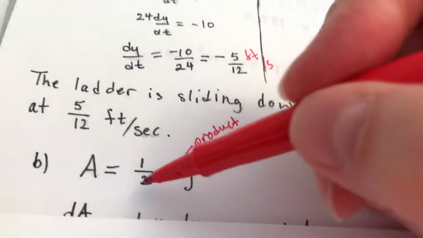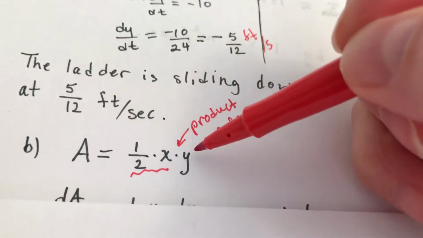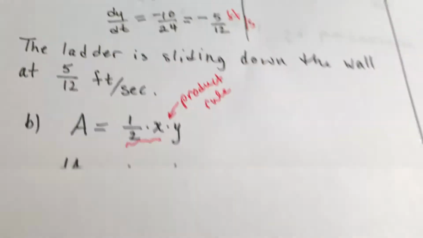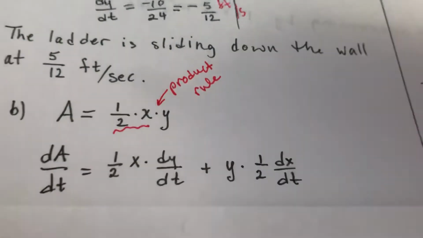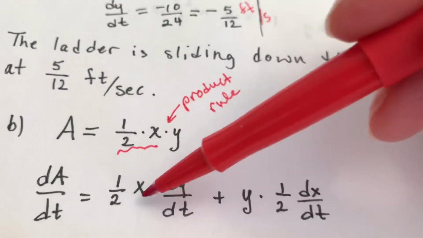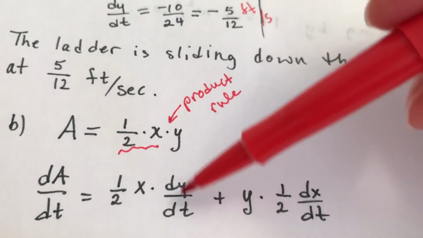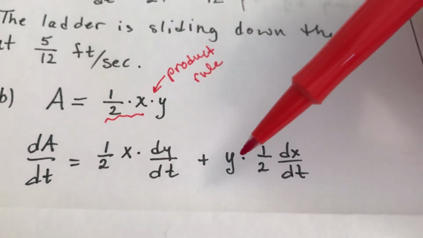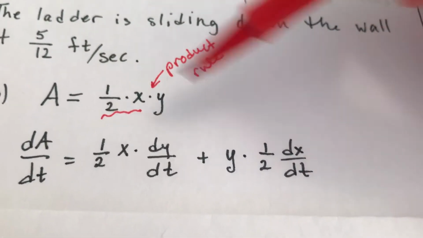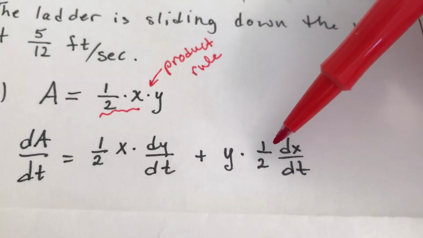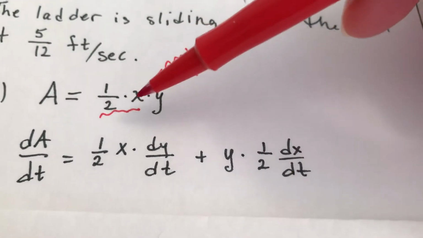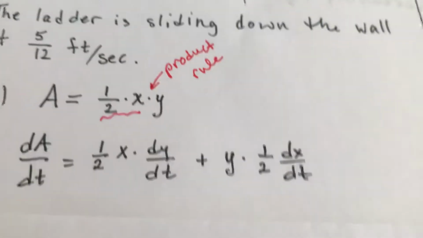So I'm going to let this be my first, times the derivative of the second, plus the second times the derivative of the first. And when I do that, I get 1/2 x, that's your first, and then the derivative of y is dy/dt, plus the second, y, times the derivative of 1/2 x, which is just 1/2, and that x goes to a 1, and then you have this dx/dt.